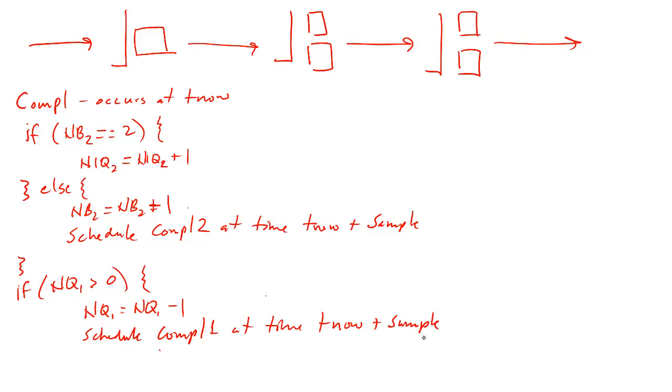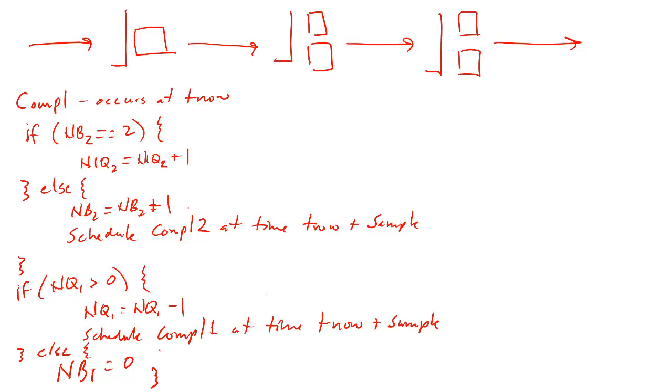And note, when I say sample in these cases, I mean we're sampling from a distribution, and these will clearly be two different distributions. The one for completion 2 will be the distribution of processing time at the exam, and sample for completion 1 will be the distribution of processing times at check-in. And if the answer was no, if NQ1 is not greater than 0, then we simply set number busy 1 equals 0. Oops, that's a 1 there. And then close the bracket.